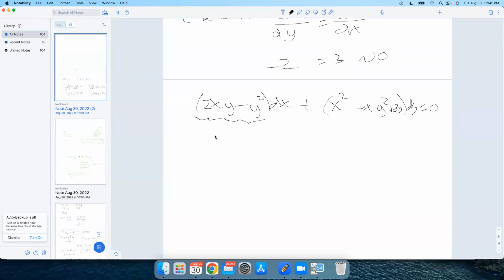So the stuff in front of dx, that's what we call M. The stuff in front of dy, we call N. I want to check the partial of M with respect to y. So take his derivative with respect to y. That means x's are just treated as constants. That's going to be 2x minus 2y.